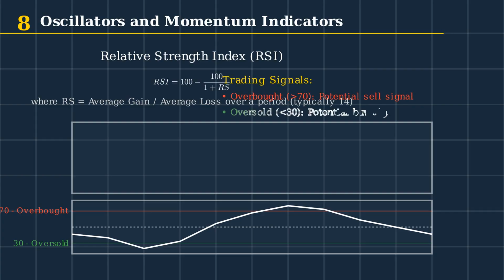Traders use RSI to generate potential trading signals. When RSI moves above 70, it suggests an overbought condition and a possible sell signal. Conversely, readings below 30 indicate oversold conditions and potential buying opportunities.